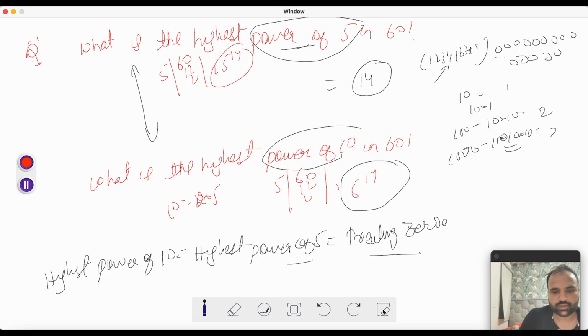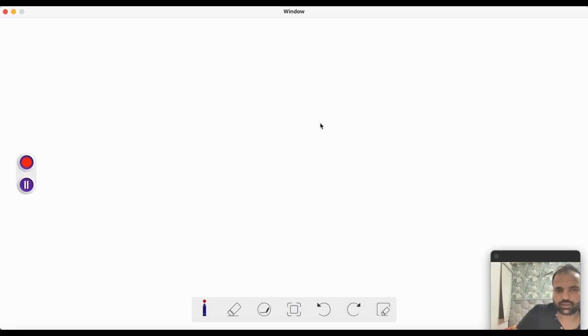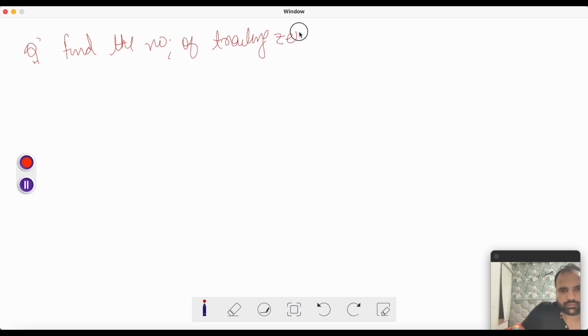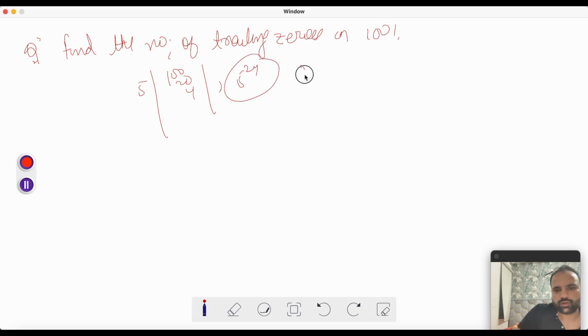So let's say we have a question for that: find the number of trailing zeros in, you can pick any, 100 factorial. So what are we going to do? We are just going to do it simply. You have 24 trailing zeros in 100 factorial. That's very, very easy.